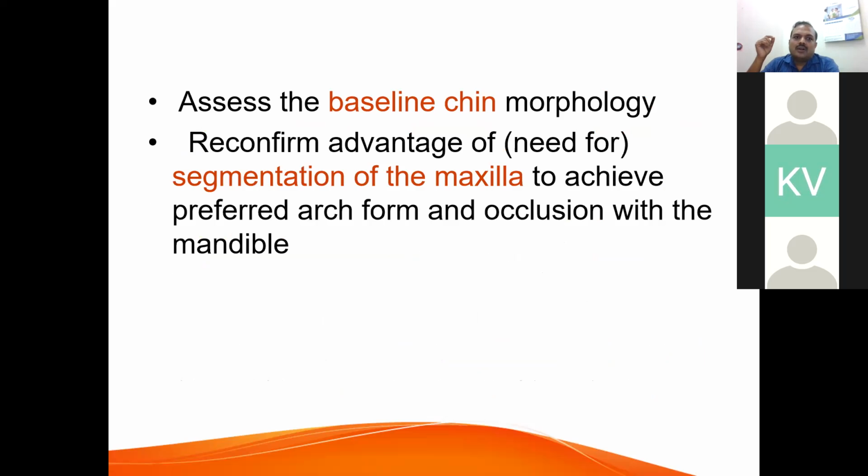And combining all, whether we need to do a segmentation of the maxilla, whether the anterior maxilla or the posterior maxilla has to be segmented, that has to be decided. Pre-surgical orthodontics has to be done properly. The teeth should be in the element 1 relationship. In spite of that, if we need a widening of the maxillary arches, segmentation has to be planned. These are the 8 key steps to be assessed in the pre-surgical planning of the patient.